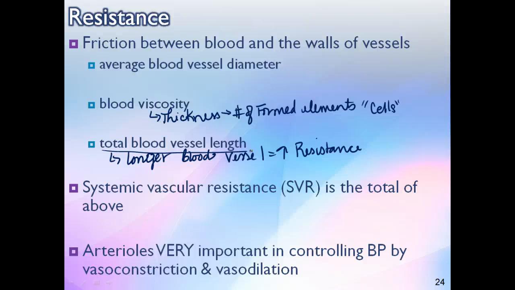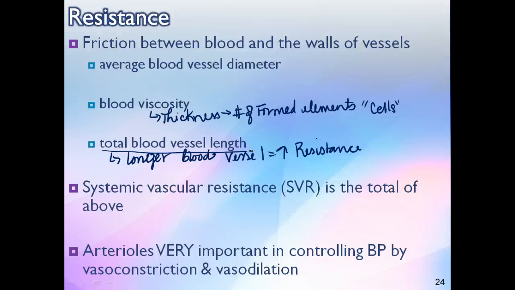This is best demonstrated with individuals that are obese, because in obese individuals, you have extra blood vessels for every pound of fat. So those extra blood vessels add to your total blood vessel length, and as a result, cause many obese individuals to suffer from hypertension.